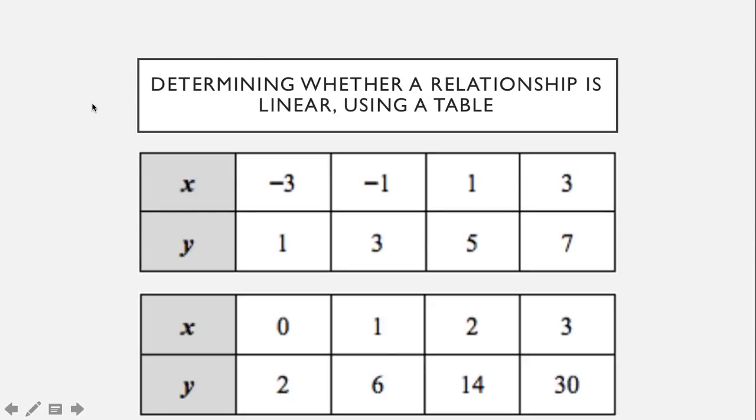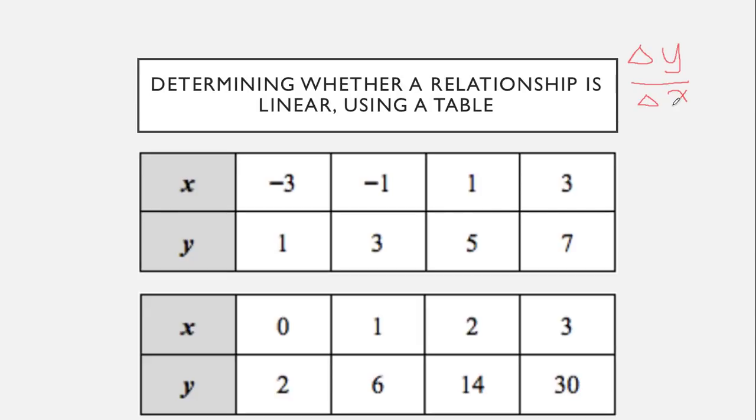Determining whether a relationship is linear using a table. So before we started talking about linear relationships, we learned how to find the rate of change for a relationship, talking about the rate of change between our y and our x. So our rate of change we usually express as the change in y, and we use a little triangle, the Greek symbol delta, to express change over the change in x.